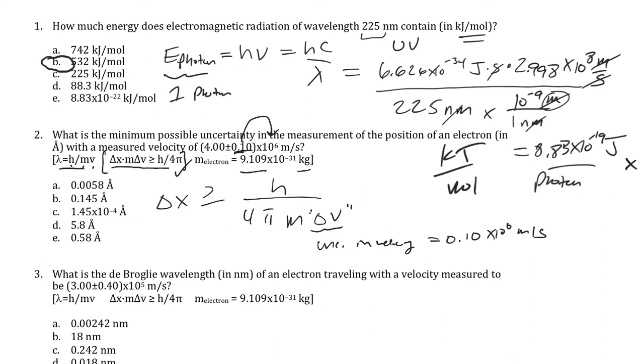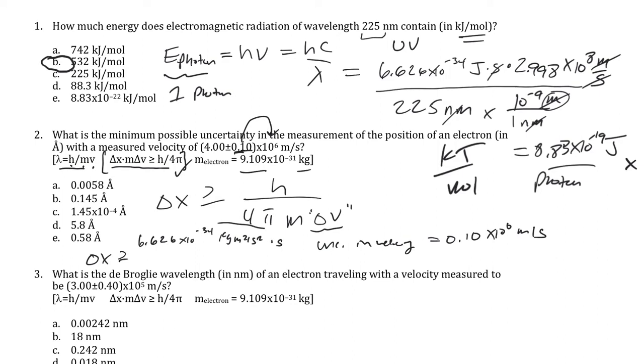So when we plug in here, let's plug it in. Delta x must be greater than or equal to 6.626 times 10 to the minus 34 joules times seconds. Now a joule is a kilogram meter squared per second squared.